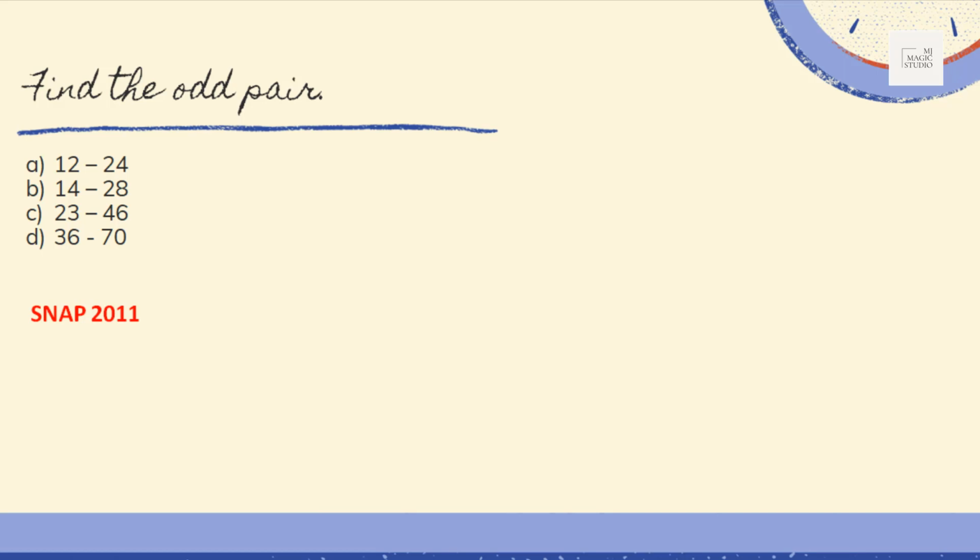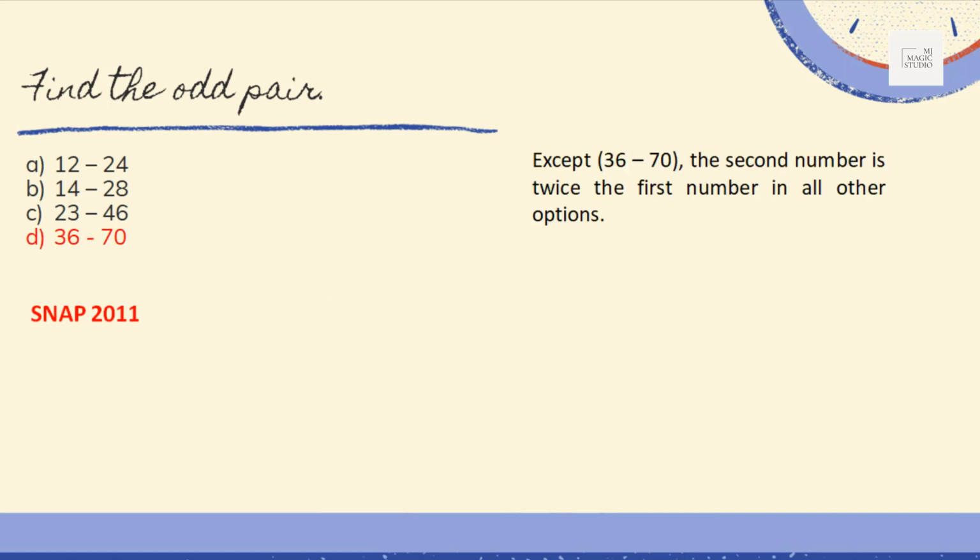The reasoning is quite simple in this case. Except 36 and 70, the second number is twice the first number in all other options. So based on that, we are selecting 36, 70 as the odd pair among the four pairs given. Isn't it? Okay, so let's move on with another example.